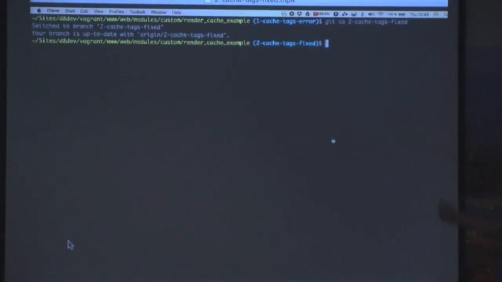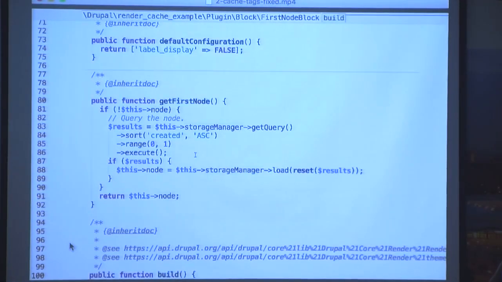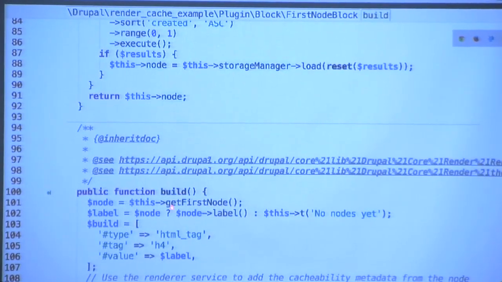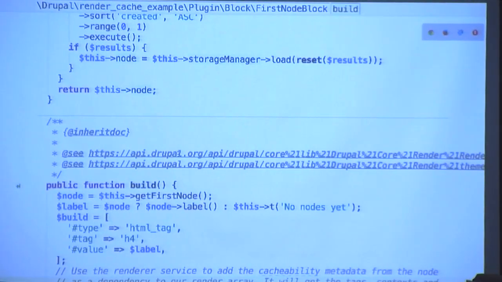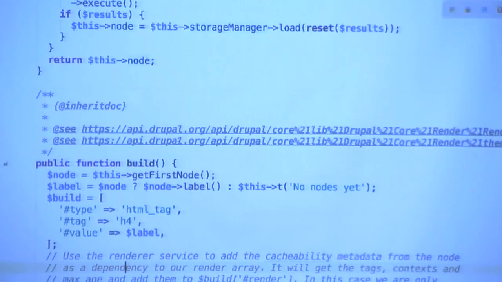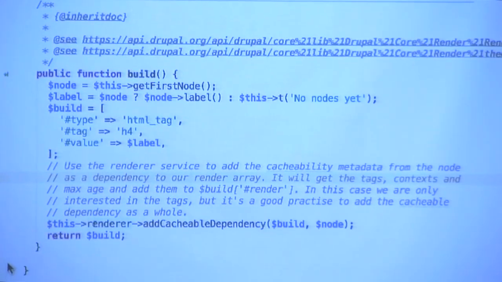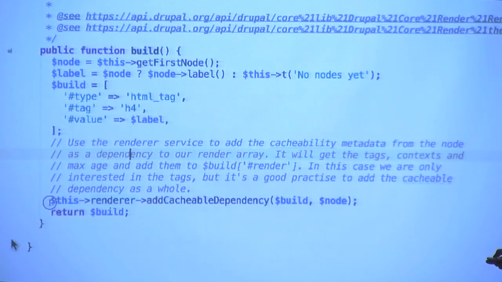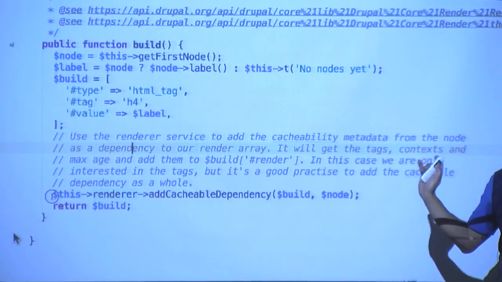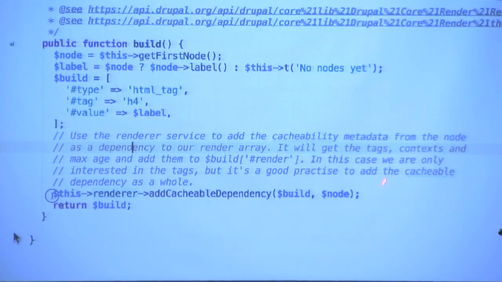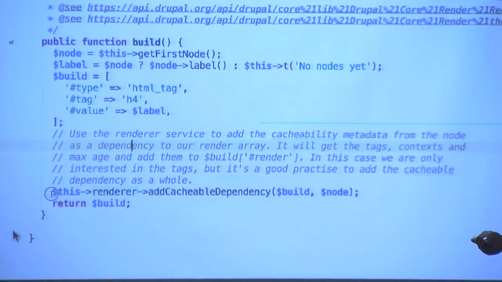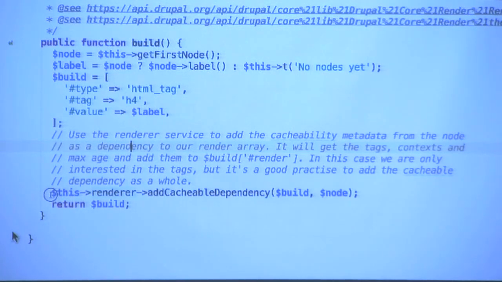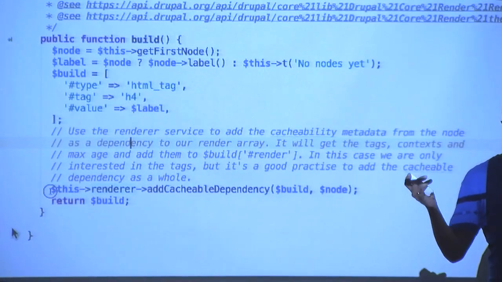So I'm just changing the branch here. I'm going here. There's this function that just gets the first node in the site. And right there, we're using the renderer. There's a function that helps you take all the cacheability metadata from a node or an entity in general and put it in your render array. So you don't have to learn. You don't have to think about it.